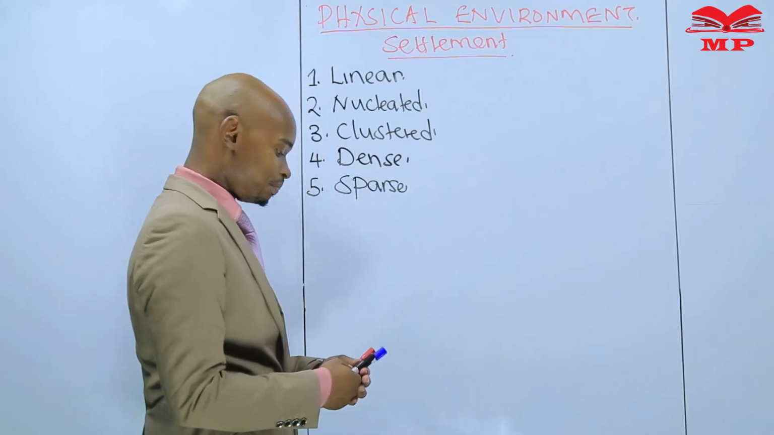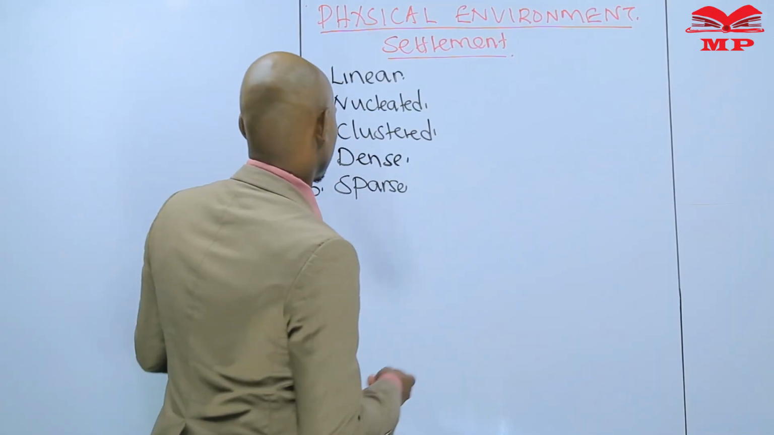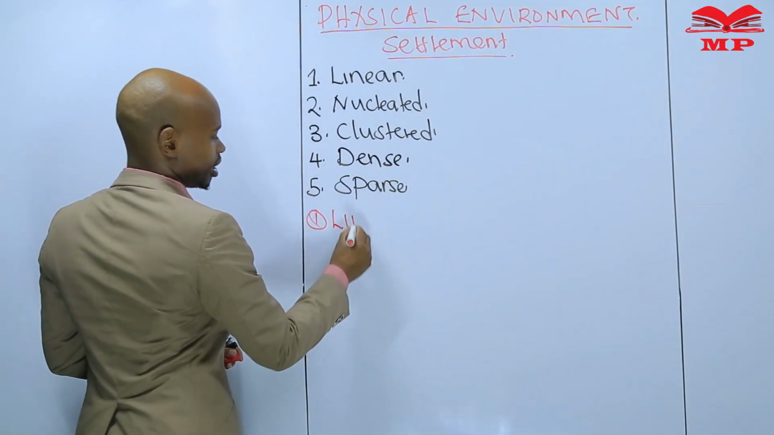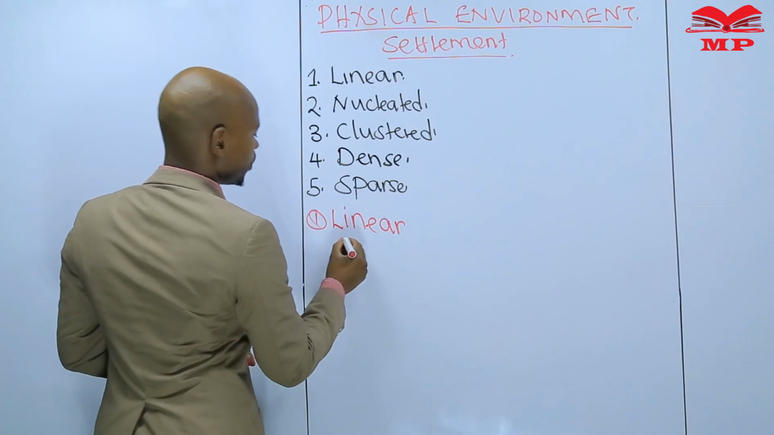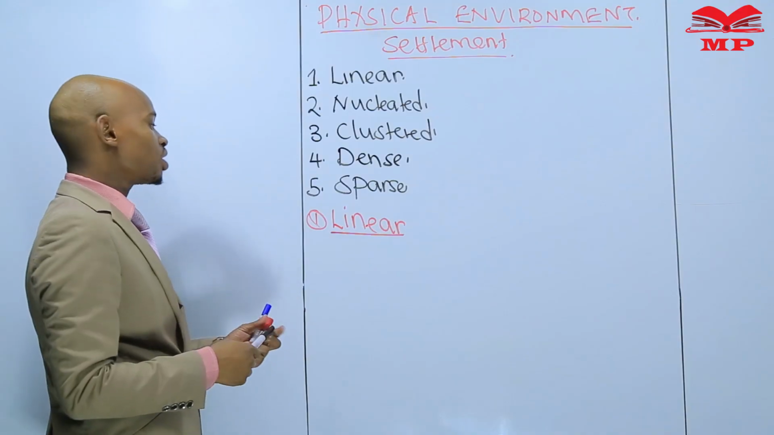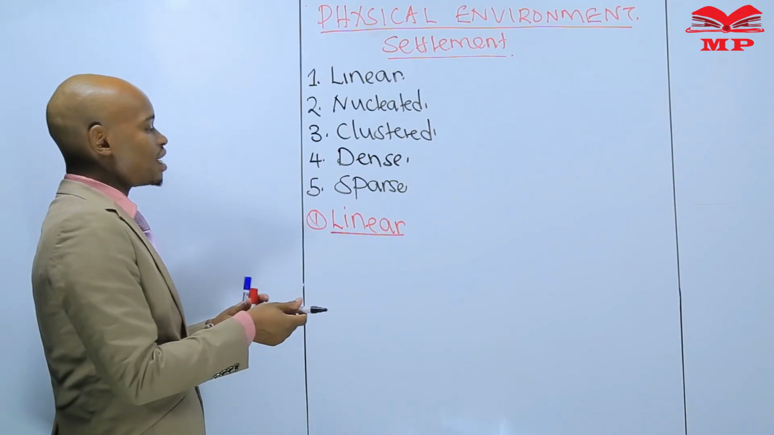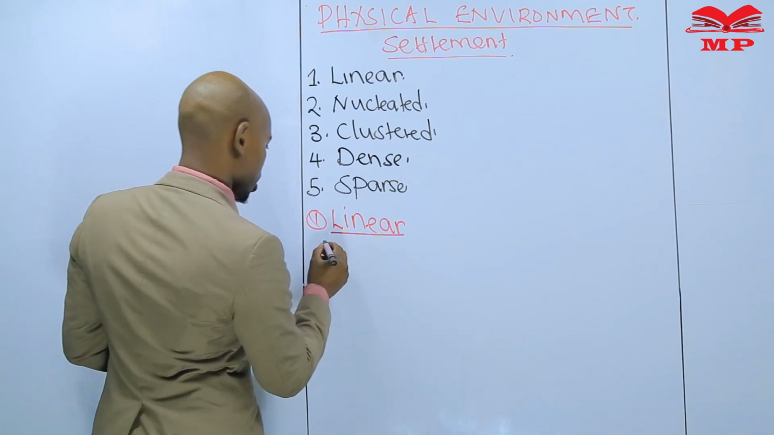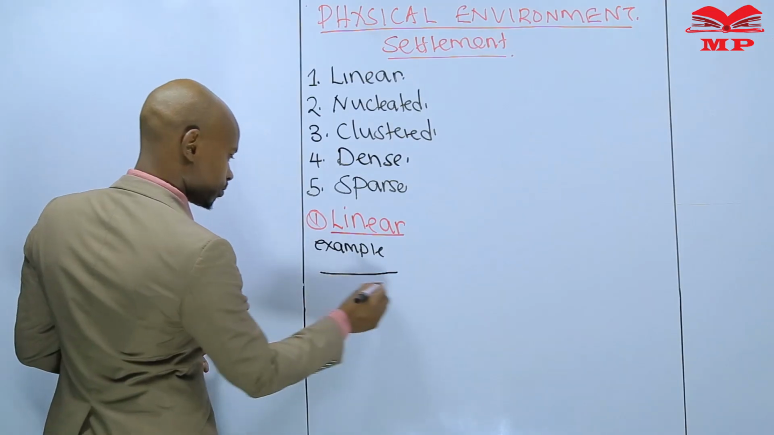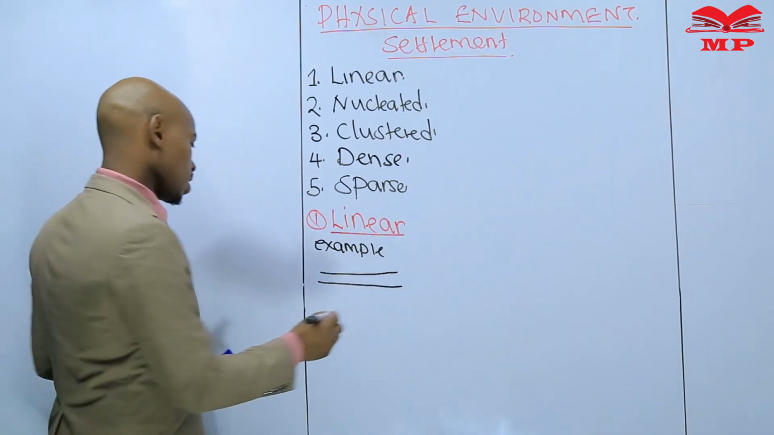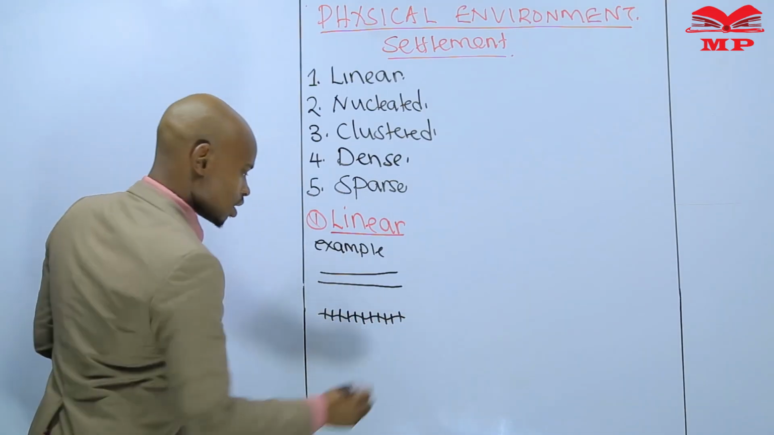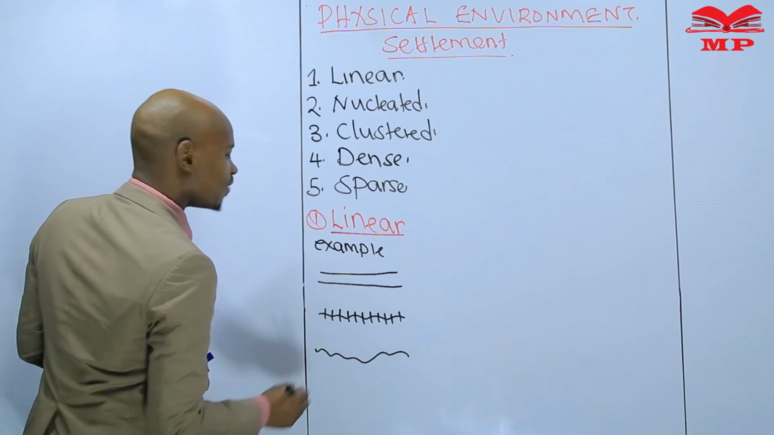So let's start from the linear settlement. Number one, linear settlement. Linear is from the name line. So they assume a line kind of pattern. Let me give a quick example here. We have a road in the map, or perhaps we have a railway, or maybe we have a river.